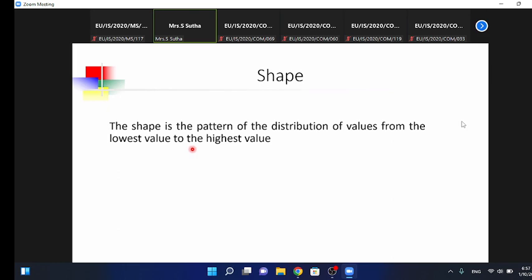Already in the graphical chapters, we learned the shapes. We can look at whether it is a symmetrical distribution or a skewed distribution. Then if it is symmetrical, whether it has one mode or more than one mode. Such patterns we can observe: whether it is bell shaped or symmetrical, and whether it is unimodal, bimodal, or multimodal. These are the things we are looking at for the shape.